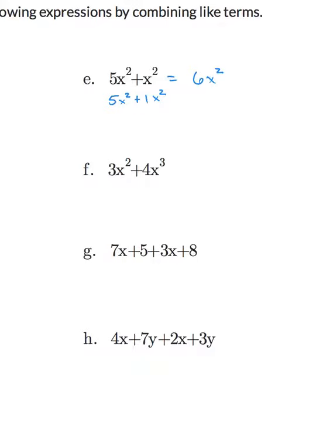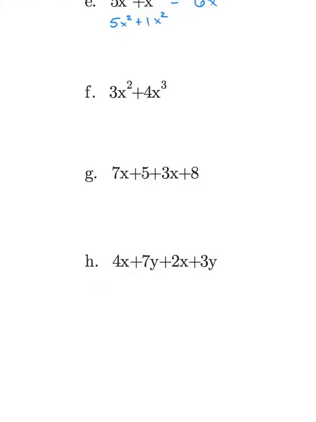Now what about example F? With example F, we have 3x squared plus 4x cubed. And so the question comes down to, are these like terms? And the answer is no. One of them is a square, one of them is a cube. They are not the same. And so this one cannot be simplified.